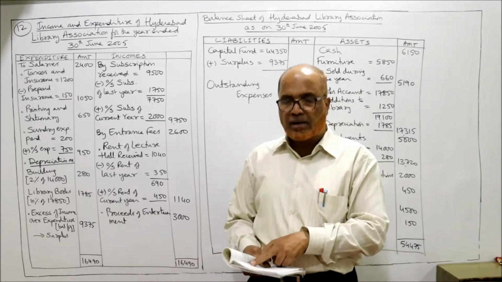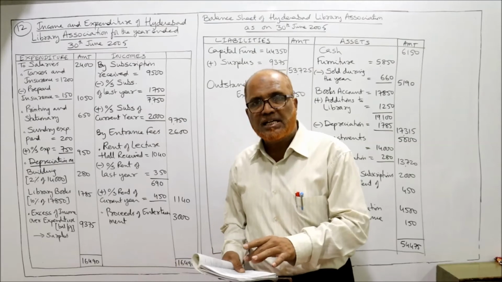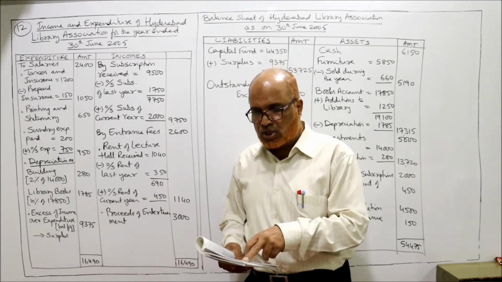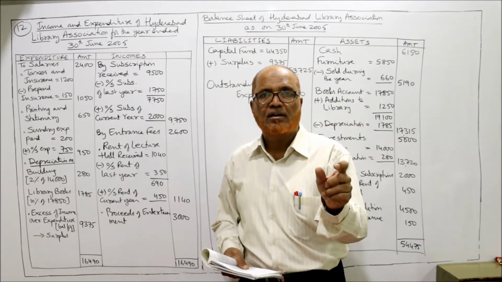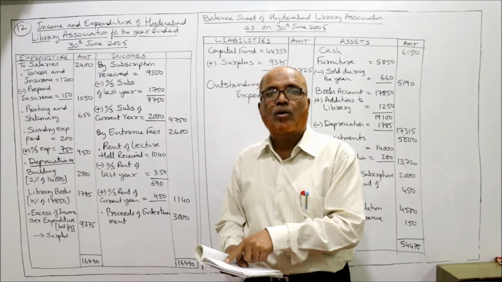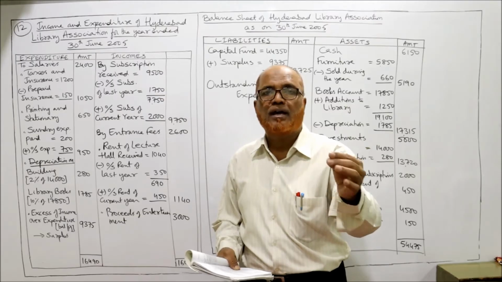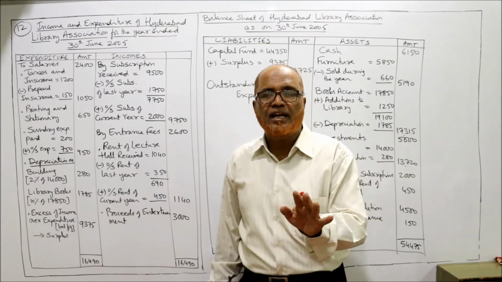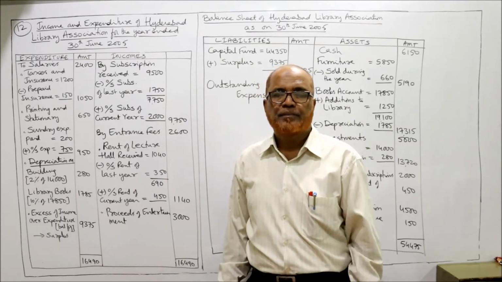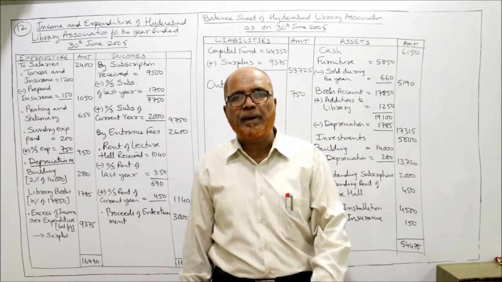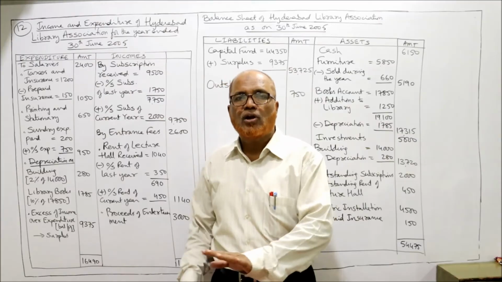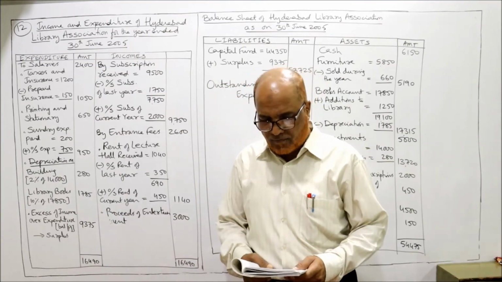Outstanding expense of last year paid. If you see the last year's balance sheet liability side, outstanding expenses 2,650 given. लास्ट ईयर के आउटस्टैंडिंग थे वो करंट ईयर में लास्ट ईयर के आउटस्टैंडिंग 2,650 पे कर दिए. So it is neither an income nor an expenditure of current year. करंट ईयर का एक्सपेंडिचर नहीं है ये, लास्ट ईयर का ड्यू था करंट ईयर में पे कर दिए. So this item will not come in income and expenditure account of current year.